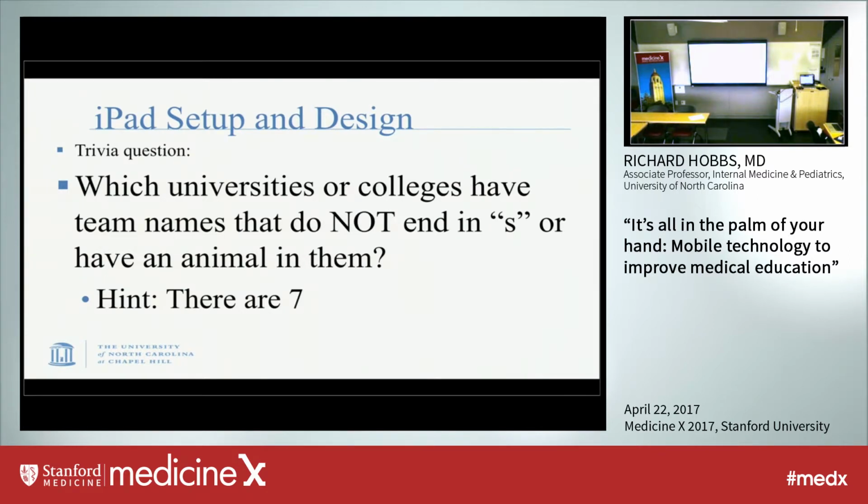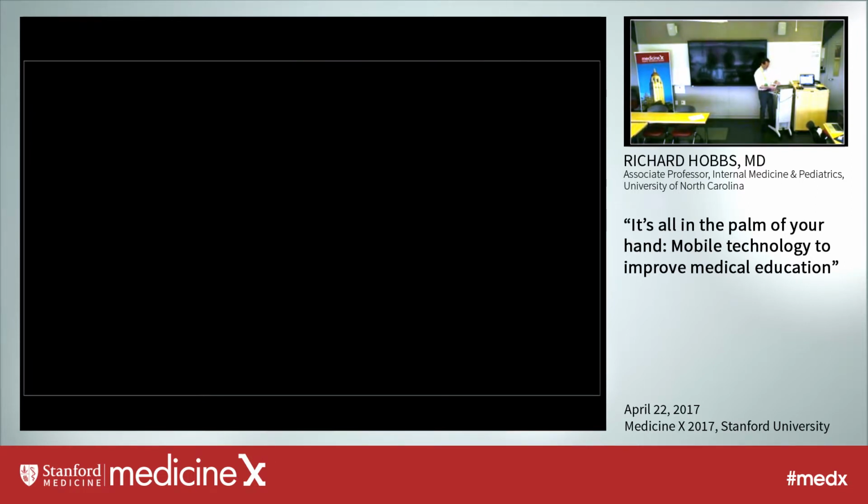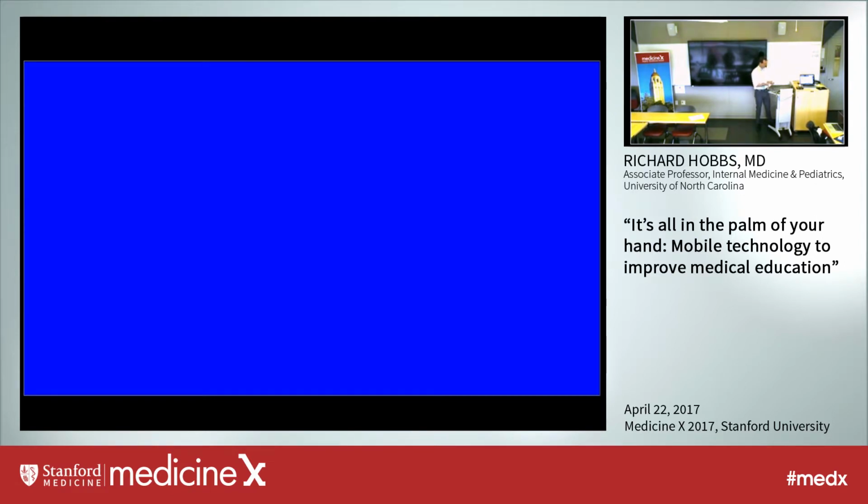Yeah. All right. So while I'm doing that, there are 7 universities or colleges that have team names that do not end in S and do not have an animal in them. So start thinking about what that is. Say them out loud. What you got? Hurricane. Stanford is one. Stanford is one, hence the reason for the question. Stanford Cardinal, which is not named after an animal, by the way. It's named after a color.